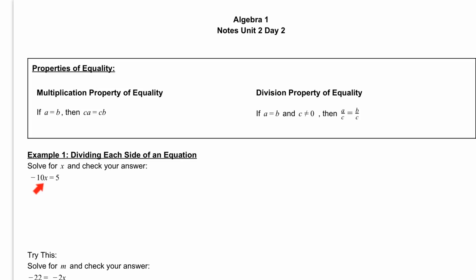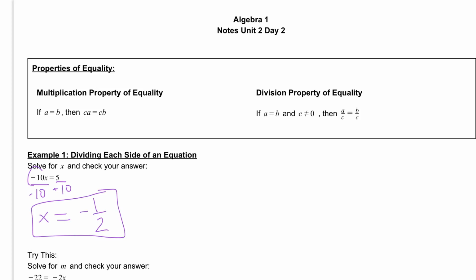If I locate my variable, it's over here on the left, and that variable is being multiplied by negative 10. The opposite of multiplying is going to be to divide. So what I'm going to do is divide the left-hand side by negative 10. And if I divide the left-hand side by negative 10, I also have to divide the right-hand side by negative 10. If I go to simplify, negative 10 divided by negative 10 is just 1. So what I end up with is 1 times x, which is just x. And that's going to be equal to 5 divided by negative 10, which is negative 1/2.